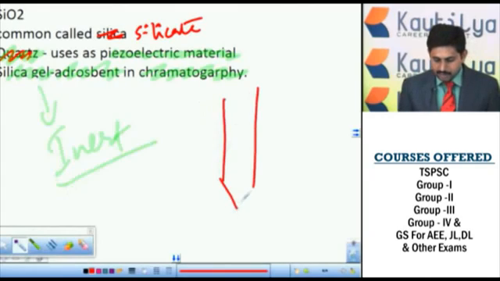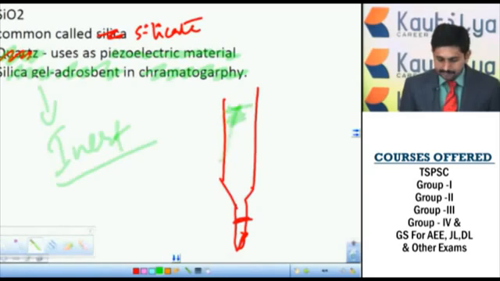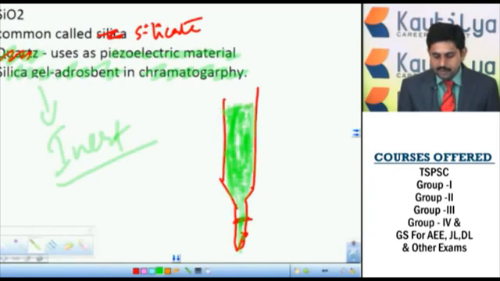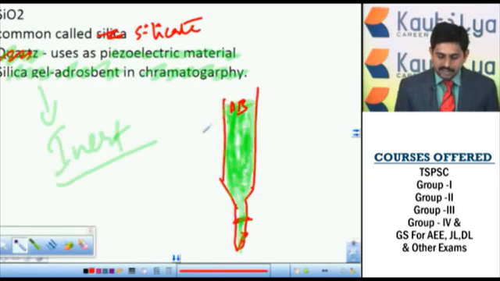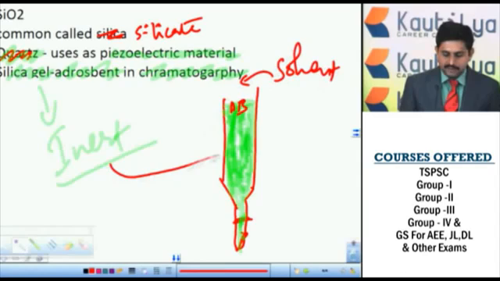For example, I'll draw roughly. This is a column chromatography. Consider this as silica gel. This silica gel is an inert medium. I am filling this column completely with silica gel. First I have taken the column and filled it completely with the inert medium called silica, right?